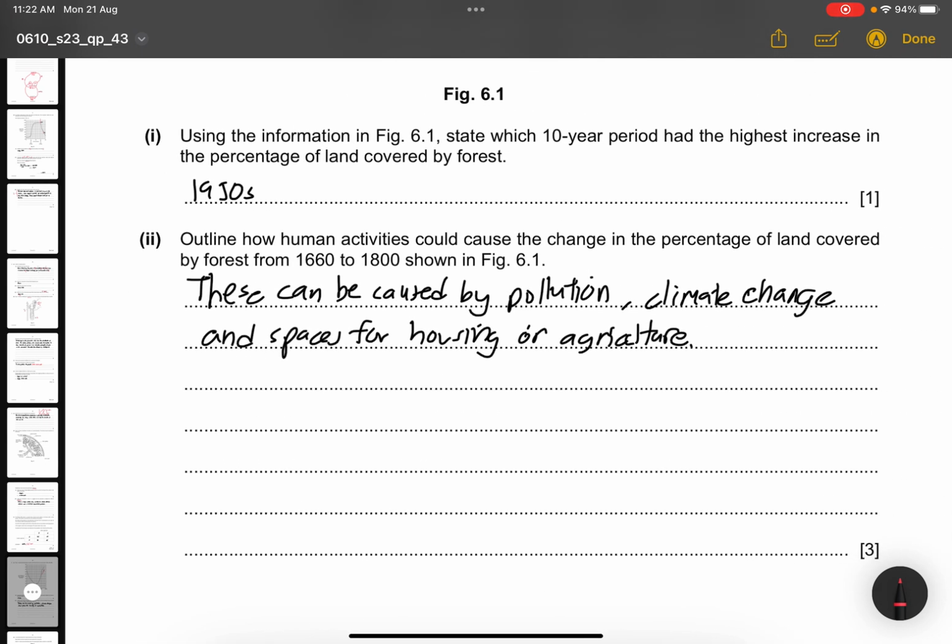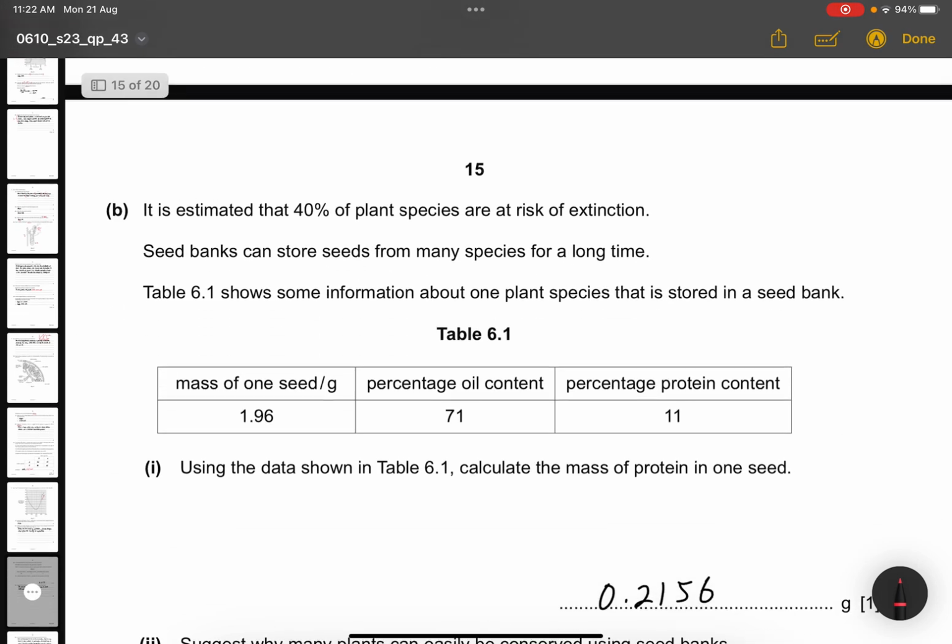Okay, part 2, outline how human activities could cause the change in the percentage of land covered by forest from 1660 to 1800 shown in figure 6.1. So these are human activities which can be caused by pollution, climate change. Why can climate change be in it? Because sometimes there could be forest fire which can decrease the percentage of land mass, and spaces for housing or agriculture. Okay, part B.